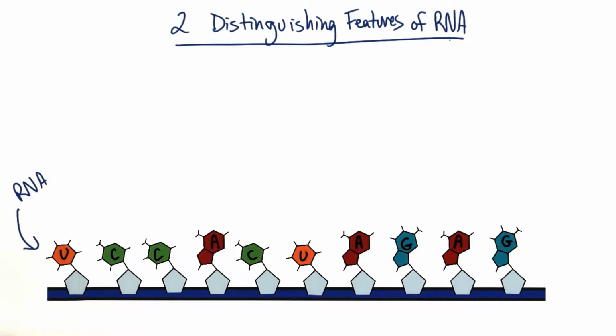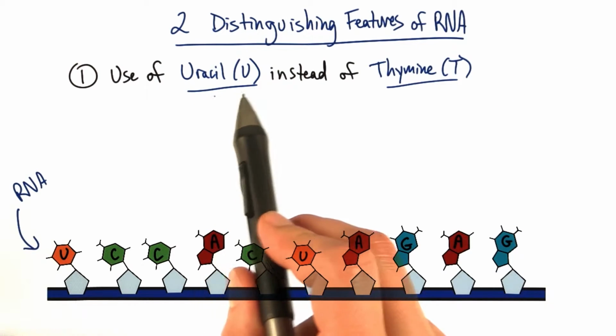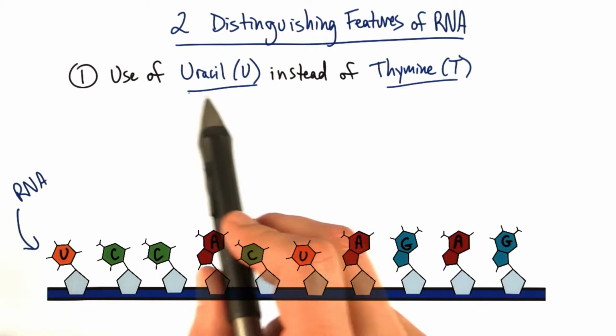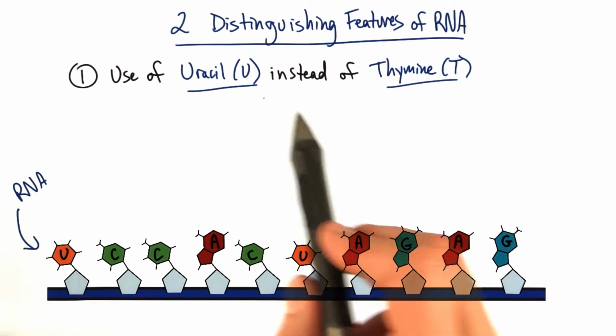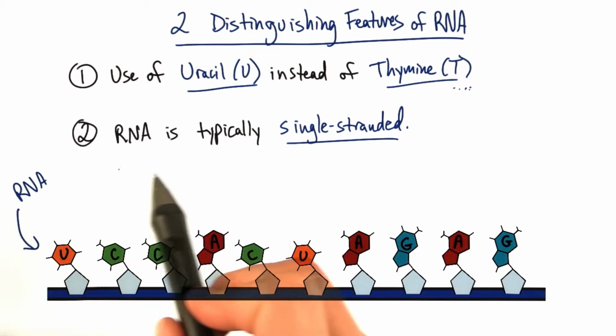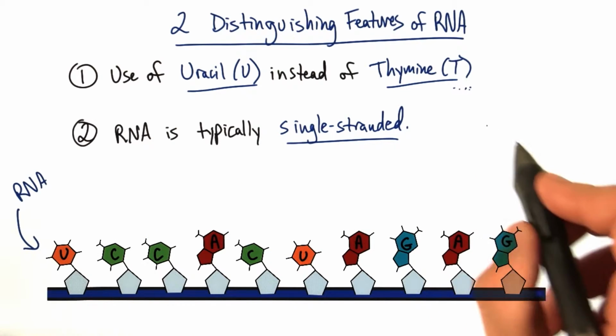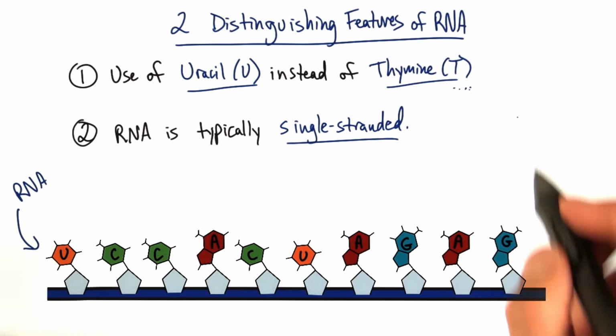Now, there are two main features of RNA that distinguish it from DNA. The first is that RNA uses a different nitrogenous base attached to its nucleotides called uracil, or U, instead of thymine, T. The second distinguishing feature is that RNA is typically single-stranded, unlike DNA, which you normally see two strands in a helix together with each other.